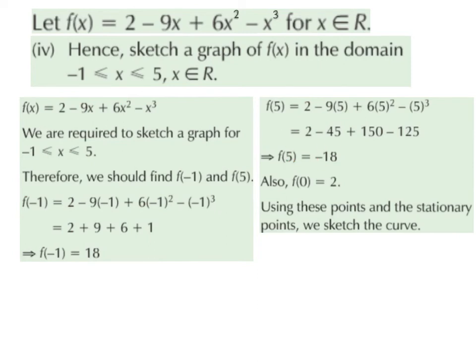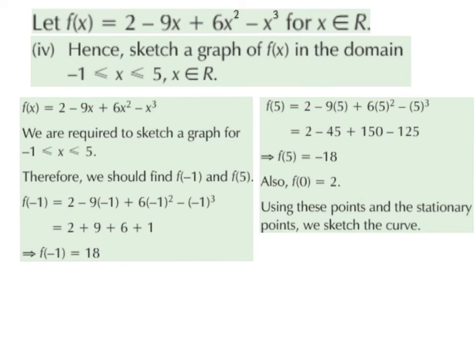We also should substitute in 0. So f of 0 would end up giving us 2 minus 9 times 0, which would cancel out, plus 6 times 0 squared, which would cancel out, minus 0 cubed, which would cancel out. So really you're just going to be left with 2. You can just cancel out any x values. So f of 0 is 2. So using these points and the stationary points, we can sketch our curve.